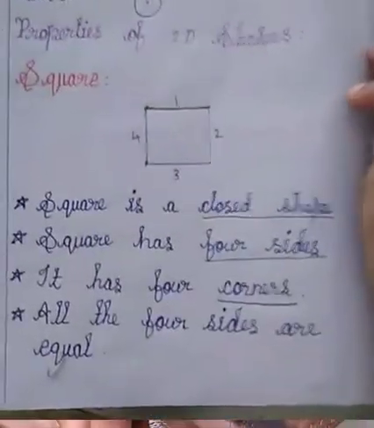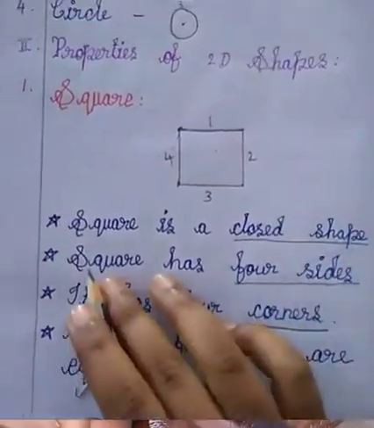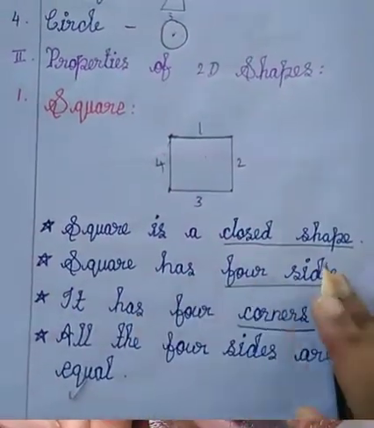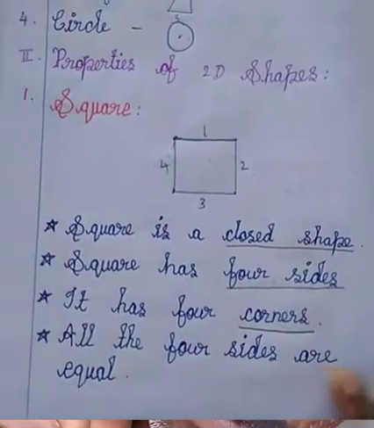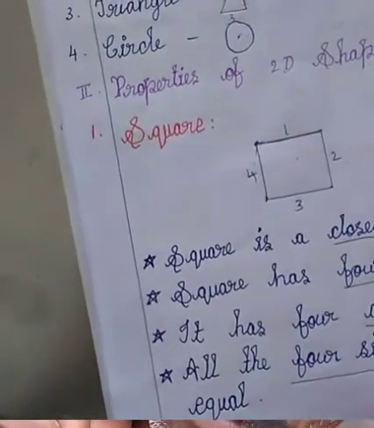Okay, see, these four are called the properties of a square. A square is a closed space. It has four sides. It has four corners. All the four sides are equal. These are the properties of a square.